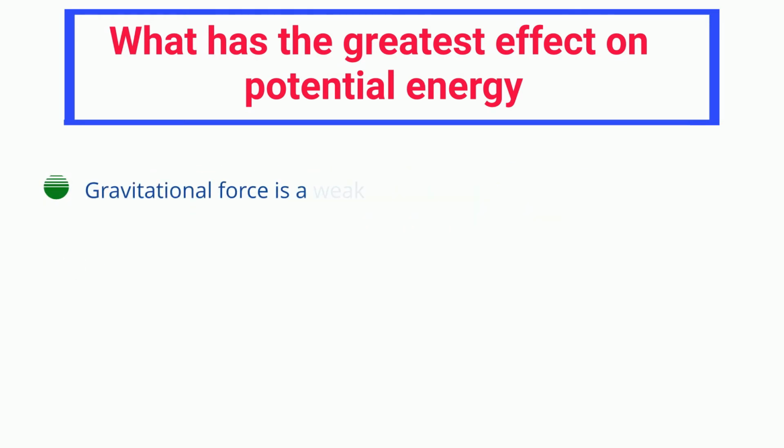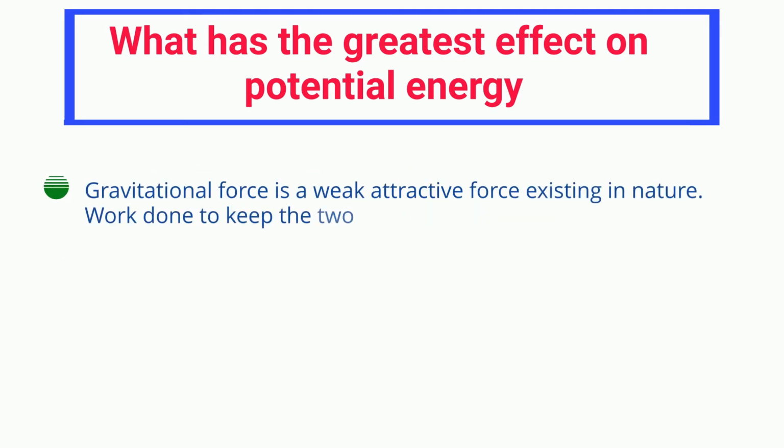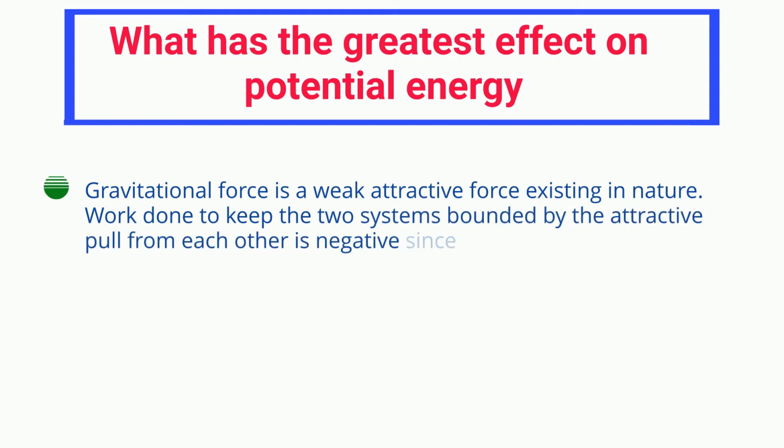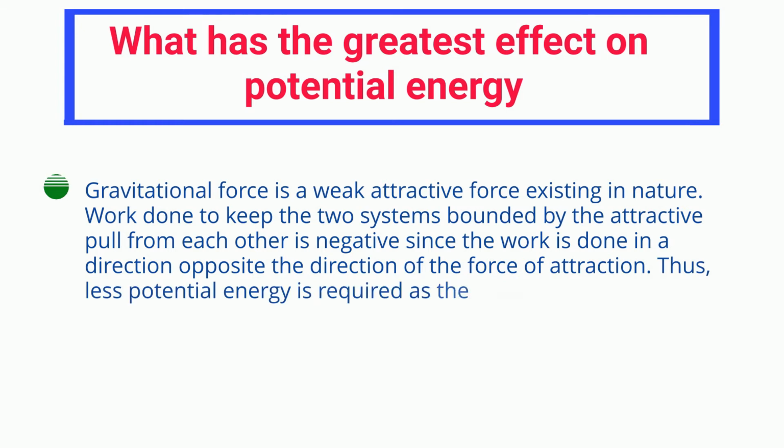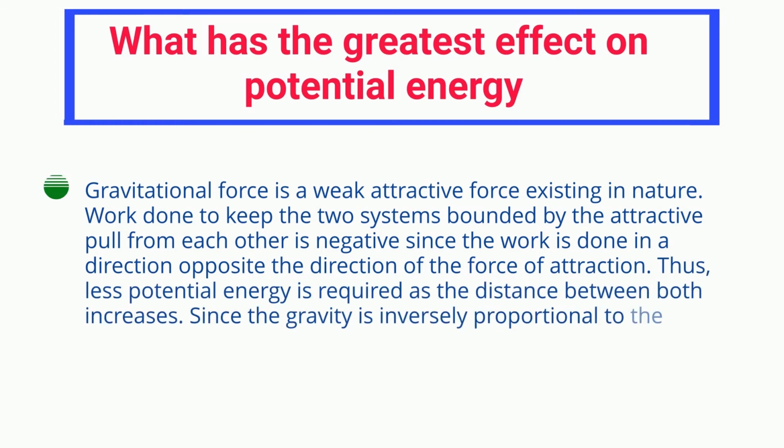Gravitational force is a weak attractive force existing in nature. Work done to keep the two systems bounded by the attractive pull from each other is negative since the work is done in a direction opposite the direction of the force of attraction. Thus, less potential energy is required as the distance between both increases, since the gravity is inversely proportional to the distance between them.